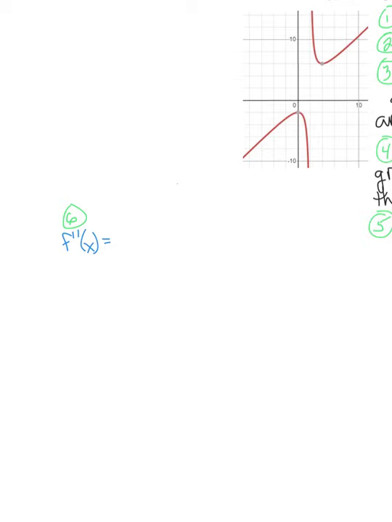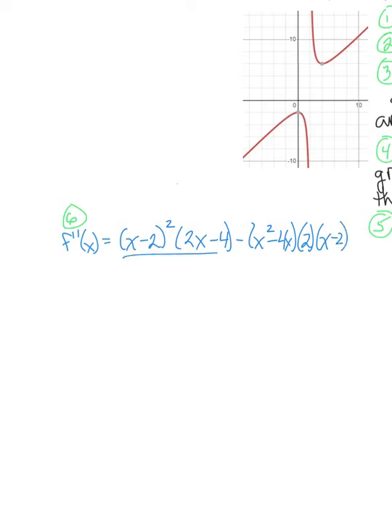So just to let you know that that's where I'm getting my numbers from. Okay, so I'm going to end up with x minus 2 squared times 2x minus 4 minus x squared minus 4x times 2 times x minus 2, all divided by your denominator squared, which is x minus 2 squared squared, which is x minus 2 to the 4th.